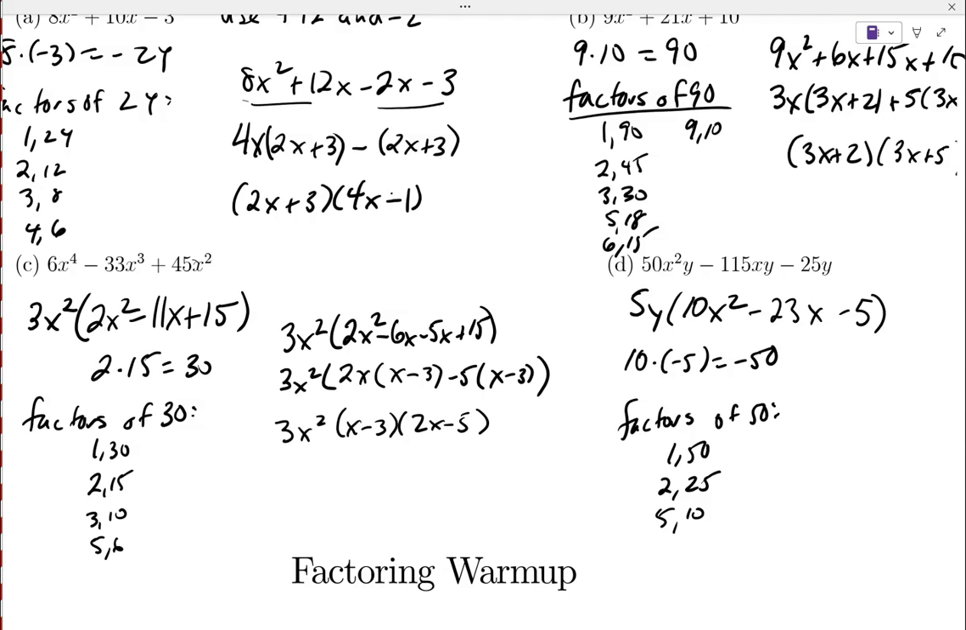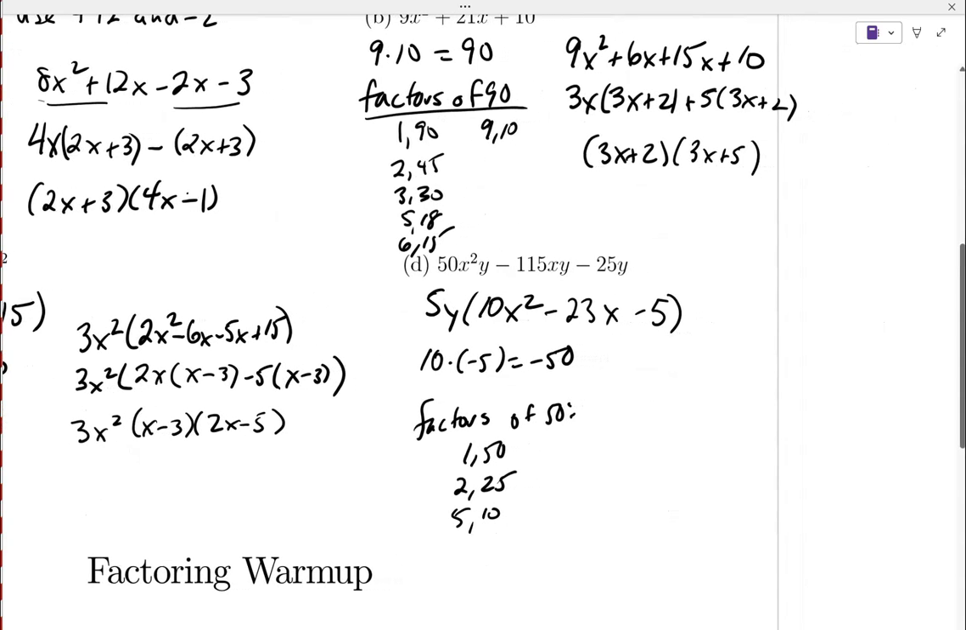The negative, again, tells you one has to be positive and one has to be negative. So essentially you're subtracting them, right? I need negative 23, so what do we need to use? Yeah, the 2 and the 25, right? It needs plus 2 and minus 25. So we'll rewrite that negative 23 as plus 2x and minus 25x.